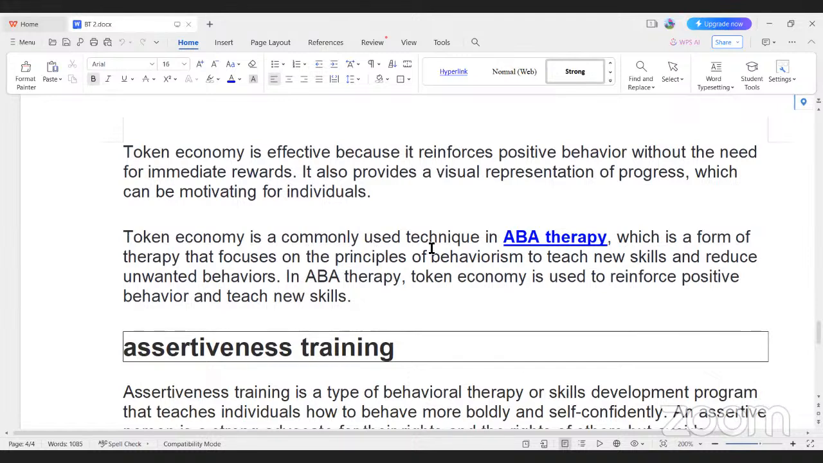Token economy is a commonly used technique in ABA therapy, applied behavior analysis. This behavior therapy is particularly used for modification of some problematic behaviors, and for autism children also, normally they use this ABA therapy to bring some improvement in their behaviors. So particularly this token economy is used to reinforce positive behaviors and for teaching new skills.